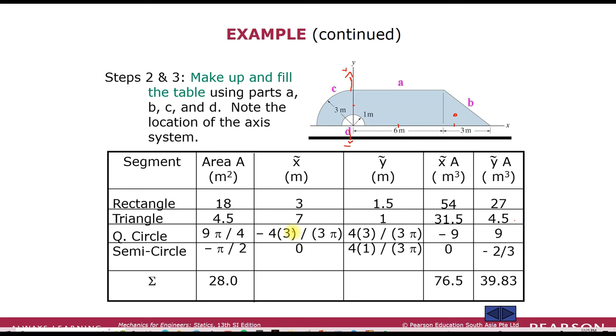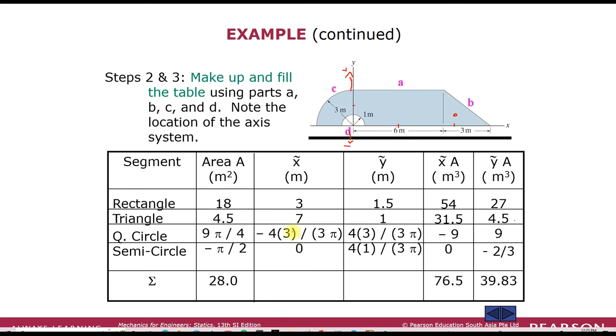Because the area for the semicircle is pi r squared over 2, and since r is 1 meter, we just put in the value as minus pi over 2, indicating it's a hole, we want to remove it. Since the center of its semicircle coincides with the origin of the axis, we know that x is 0 here. We just put in 0.